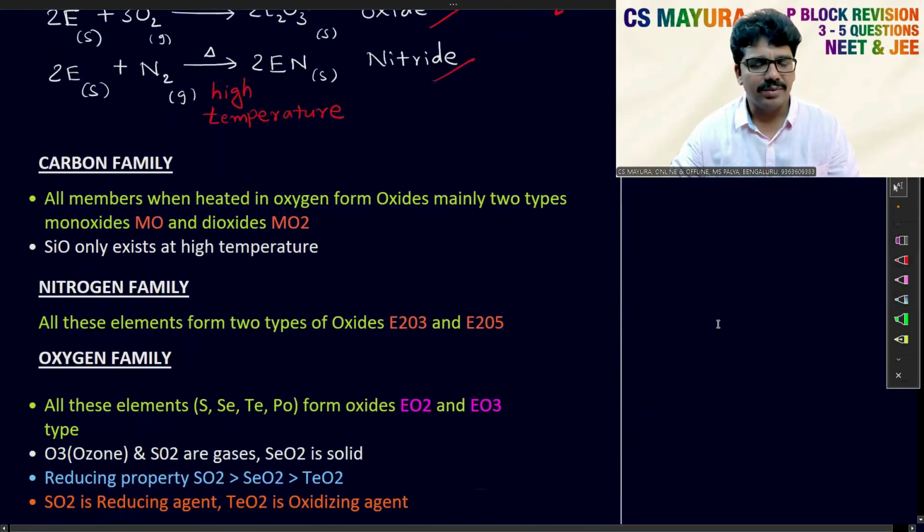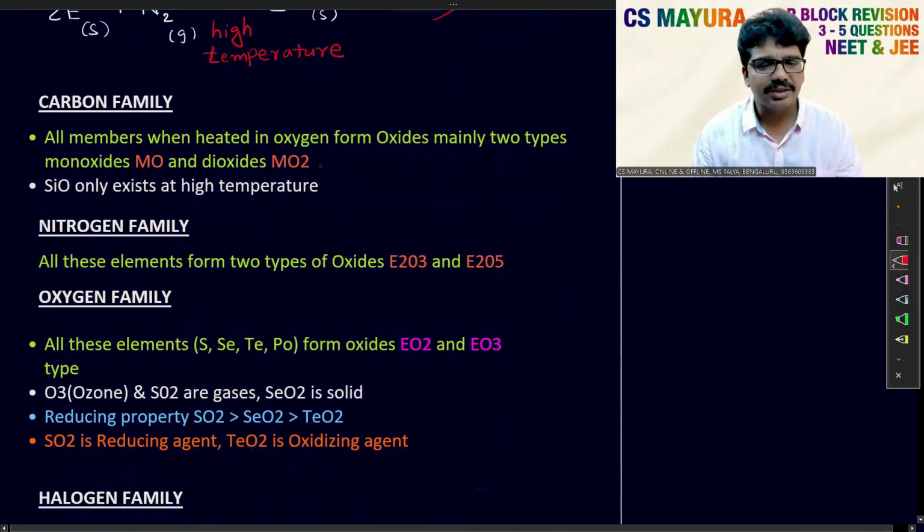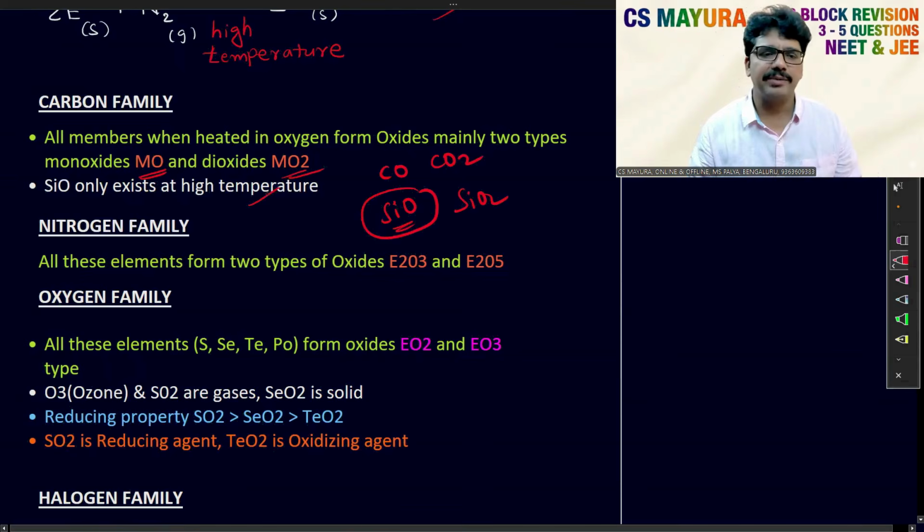Now coming to the carbon family. When the carbon family reacts with oxygen, they form two types of oxides, MO and MO2 types. For example, carbon gives CO and CO2. Even silicon gives silicon dioxide and silicon monoxide also, but silicon monoxide exists only at high temperature.